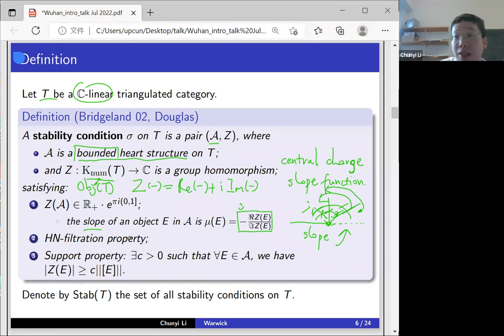And it has to satisfy this Harder-Narasimhan filtration property. So every object in the heart can be built up by a filtration, from objects with larger slope to objects with smaller slope. And there's another technical property I don't want to explain more, the support condition. It's very important for us who are doing this subject, but it's not very useful for the audience. Sometimes it brings a lot of nastiness to our research. Right. So here's a definition.